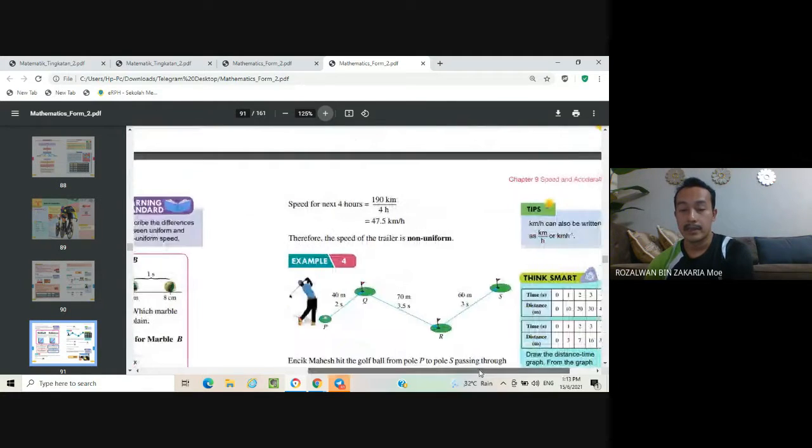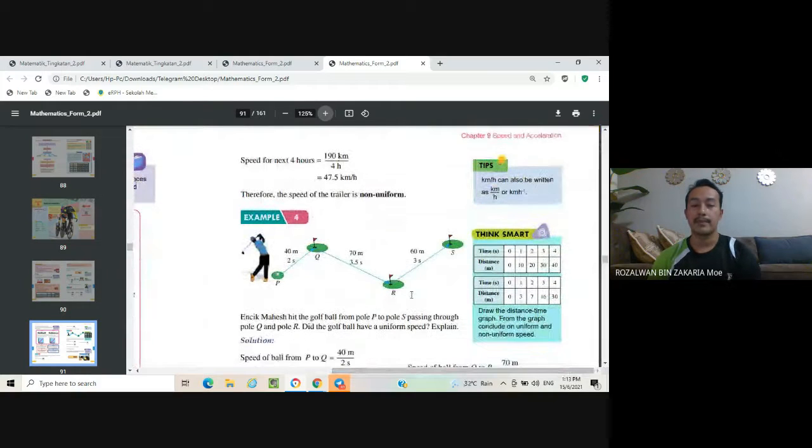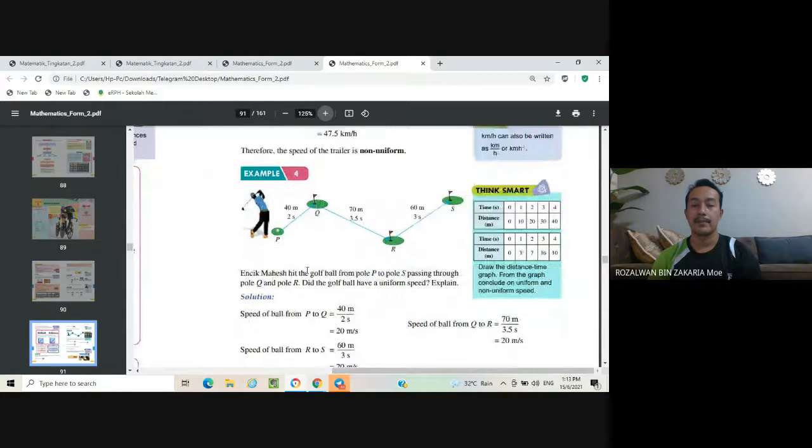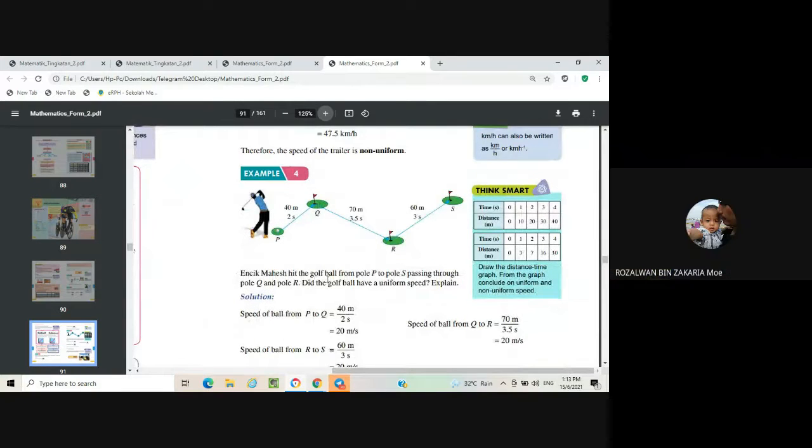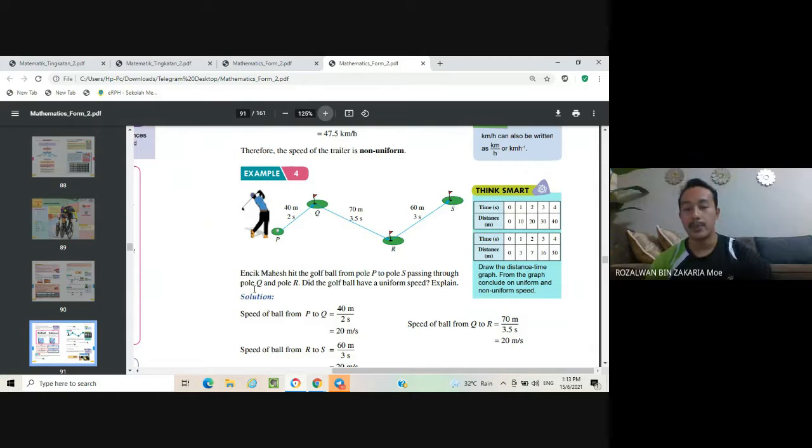All right, next one. Look at this example 4. Encik Mahesh hit the golf ball from pole P to pole S, passing through pole Q and pole R. Did the golf ball have a uniform speed? Explain. So how to do this one? We have to find the speed. Speed of the ball from P to Q: the distance from P to Q is 40 meters. You divide by the time taken. 40 meters divided by 2 seconds, you will get 20 meters per second.